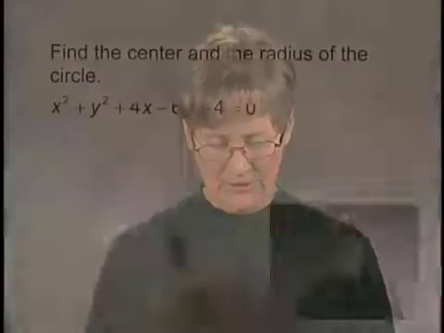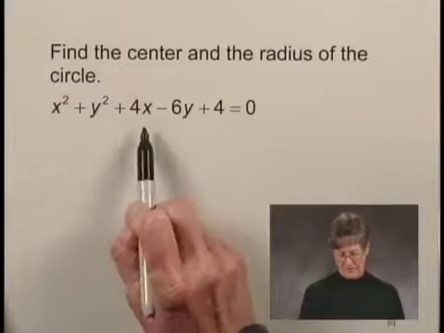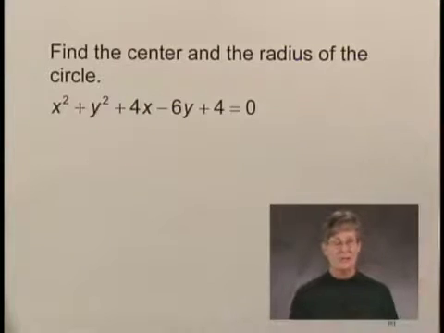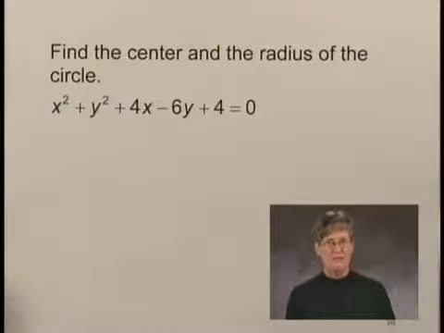We'll find the center and the radius of a circle. The circle is x squared plus y squared plus 4x minus 6y plus 4 equals 0. Now we want to write the equation in standard form for the equation of a circle, and to do that we're going to have to complete the square twice.